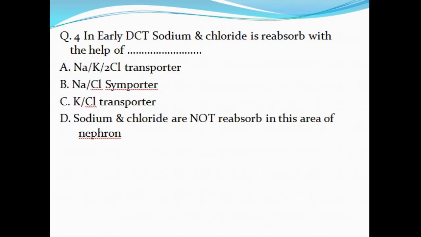Question number 4. In early DCT, sodium and chloride are reabsorbed with the help of A. Sodium potassium 2 chloride transporter, B. Sodium and chloride symporter, C. Potassium and chloride transporter, and D. Sodium and chloride are not reabsorbed in this area of the nephron.